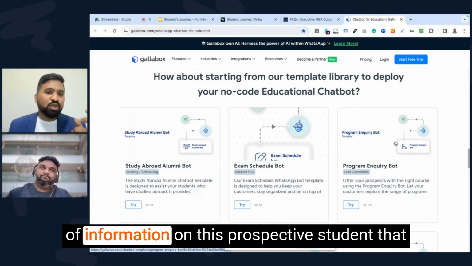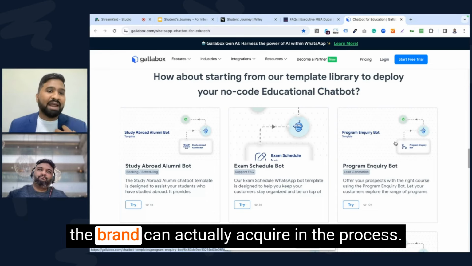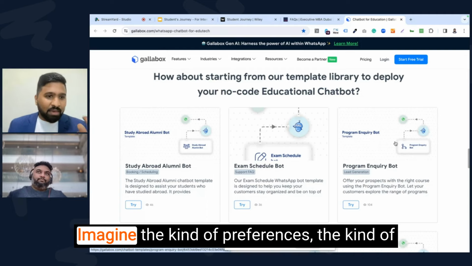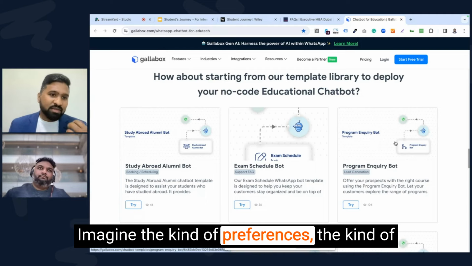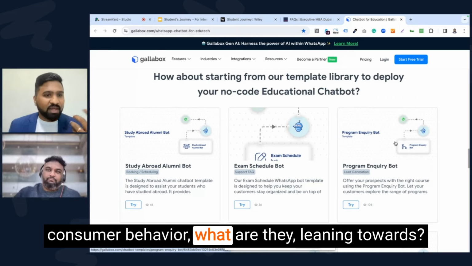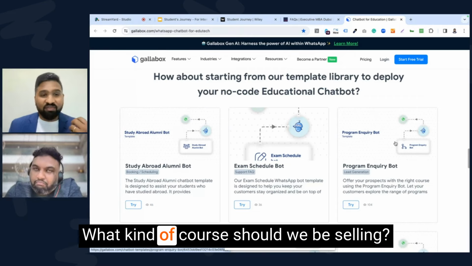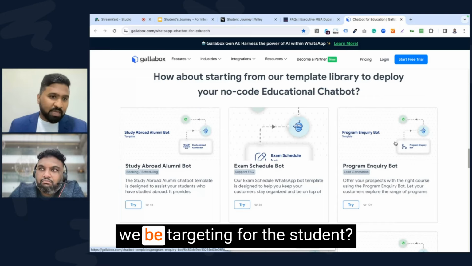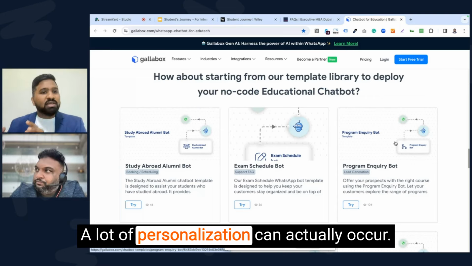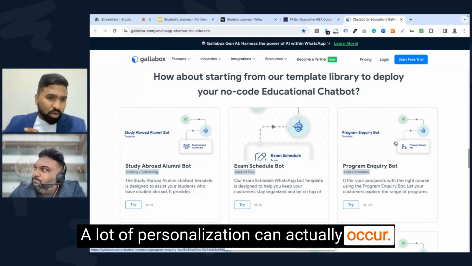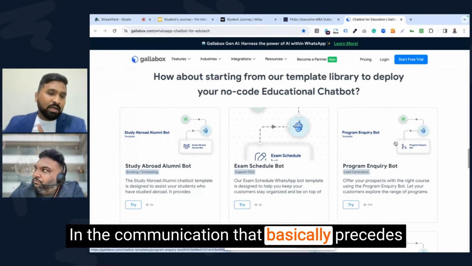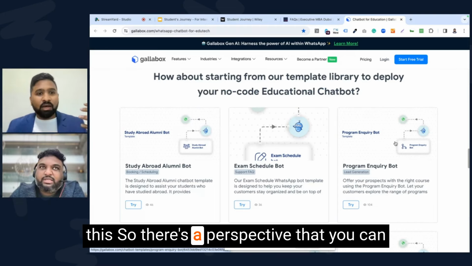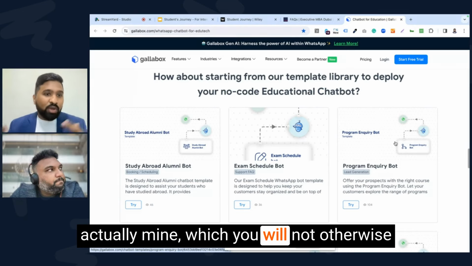And also, Ashwin, another interesting side of the equation that most people won't see is the amount of information on this prospective student that the brand can actually acquire in the process. Imagine the kind of preferences, the kind of consumer behavior, what they are leaning towards, what kind of course we should be selling, what kind of scholarship we should be targeting for the student. A lot of personalization can occur in the communication that precedes this. Extremely interesting perspective. There is a lot of interesting data that you can mine, which you will not otherwise get.